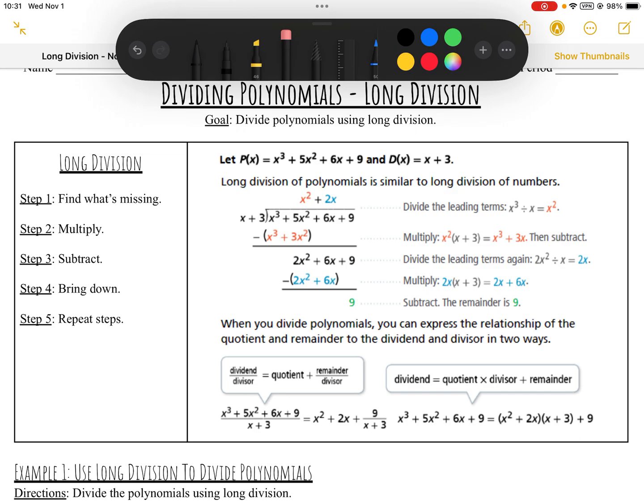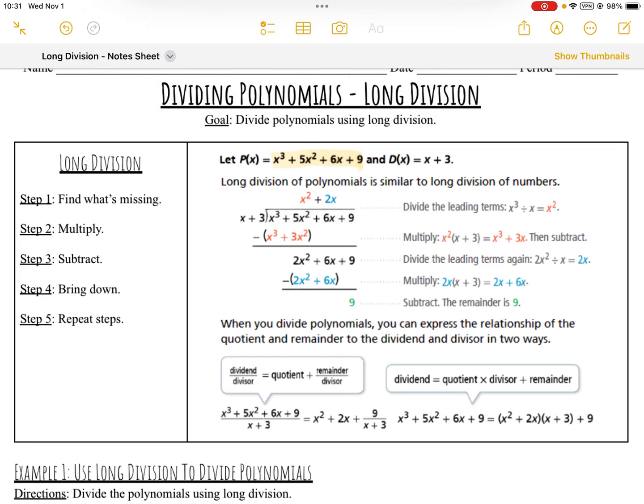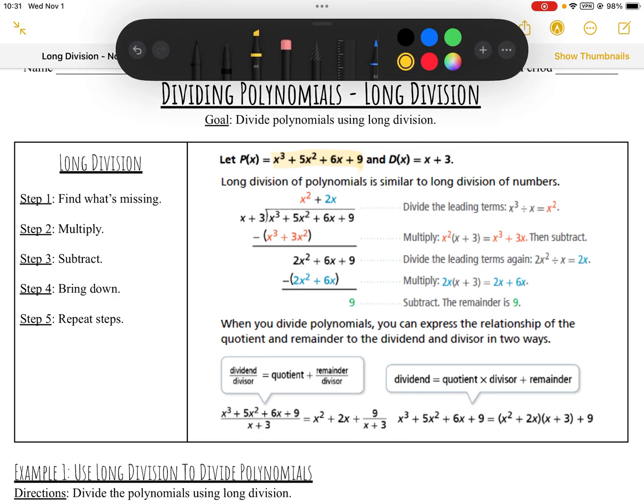So for this example that's worked out, it says let p of x equal x cubed plus 5x squared plus 6x plus 9, and d of x equals x plus 3. So we are going to divide these two polynomials. Our p of x goes under the house, under our division symbol, and then our divisor, x plus 3, goes on the outside. So inside is what I'm dividing, outside is my divisor.